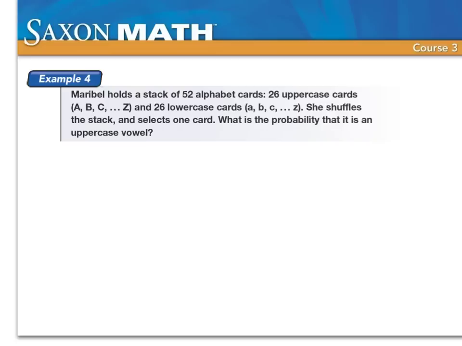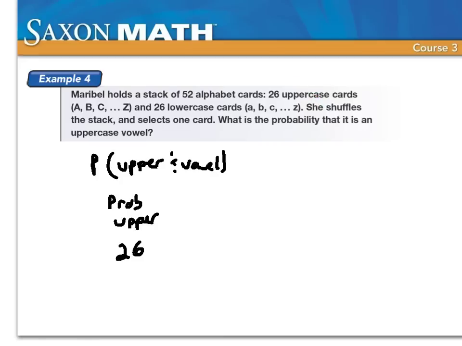So we want to know the probability that this card is uppercase and a vowel. Well, let's think about this. What's the probability of her getting an uppercase card? The probability of an uppercase is the uppercase cards, which is 26, out of the total cards. There are 26 uppercase and 26 lowercase, that's 52 total cards.